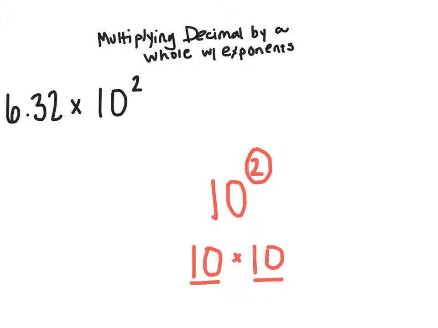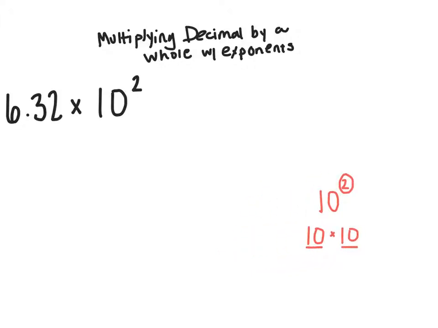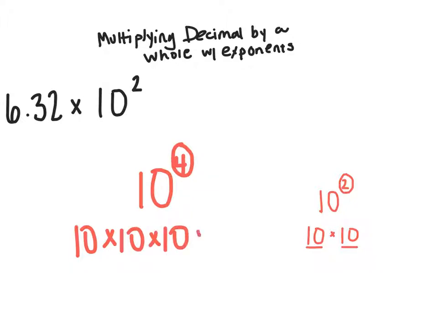So let's say we have something a little different. Let's say we have 10 to the 4th power, like that. That means we would have 4 copies of that 10, that would now look like this. That's 1, 2, 3, 4. You would have to multiply 10 times 10, which would be 100, times 10, and then times 10.